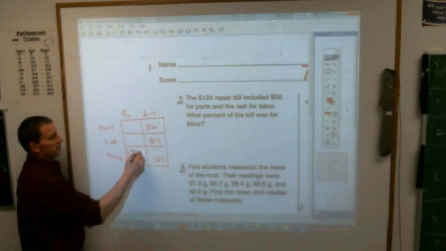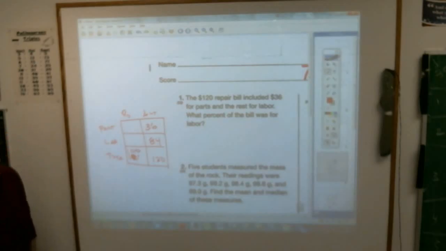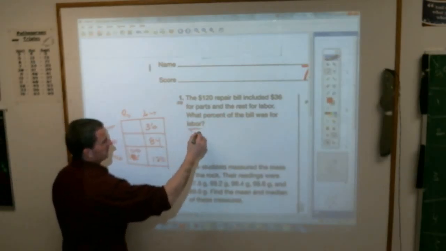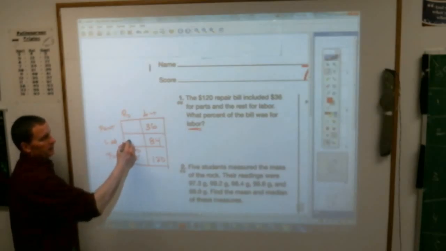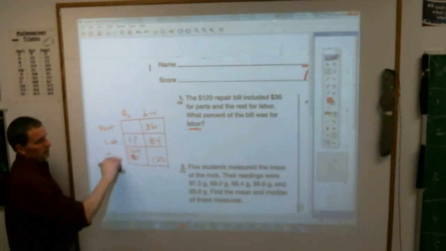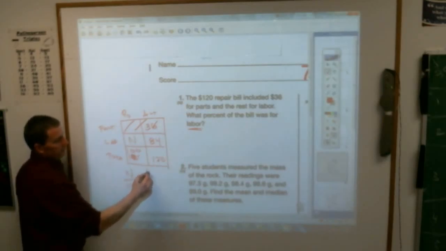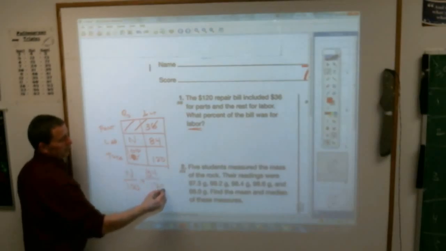Total percent is always 100. Which one do I need to know? I just want the percent for labor, so I find my labor. I want to know this number right here. So there are all the parts. I don't need this. What number over 100 is equal to 84 over 120?